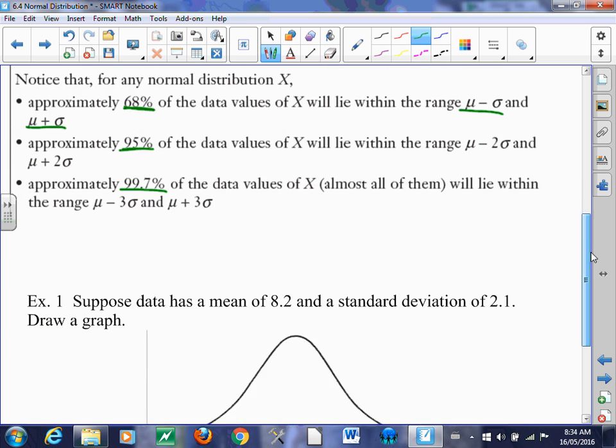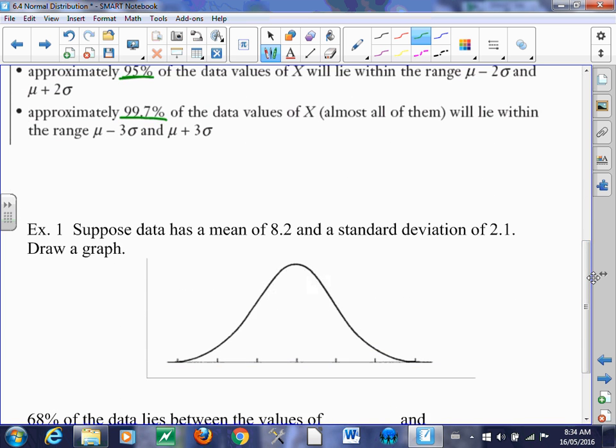Okay, so suppose data has a mean of 8.2. So the mean is going to be right here, 8.2, and a standard deviation of 2.1. Okay, draw the graph. So we know the mean has to be in the center. Okay, and then each bar that represents a standard deviation, you're going to get used to drawing these bars, drawing these normal distribution graphs. Each bar has a difference of 2.1.